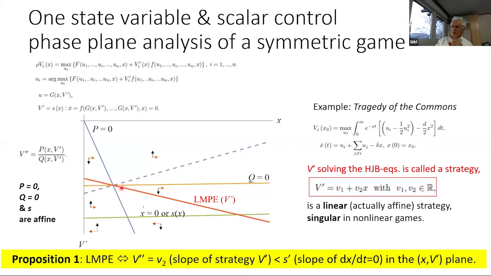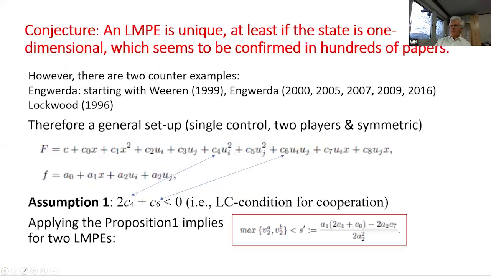In the normalized coordinate system, these two solutions would be even orthogonal. Now, from this, you immediately obtain the conjecture that an LMPE is unique, at least if the state is one-dimensional. And this conjecture seems to be confirmed in hundreds, I'm not exaggerating, in hundreds of papers. However, there are two counterexamples. Okay? One is Engwerder, and the other is Lockwood. I will describe these examples subsequently.